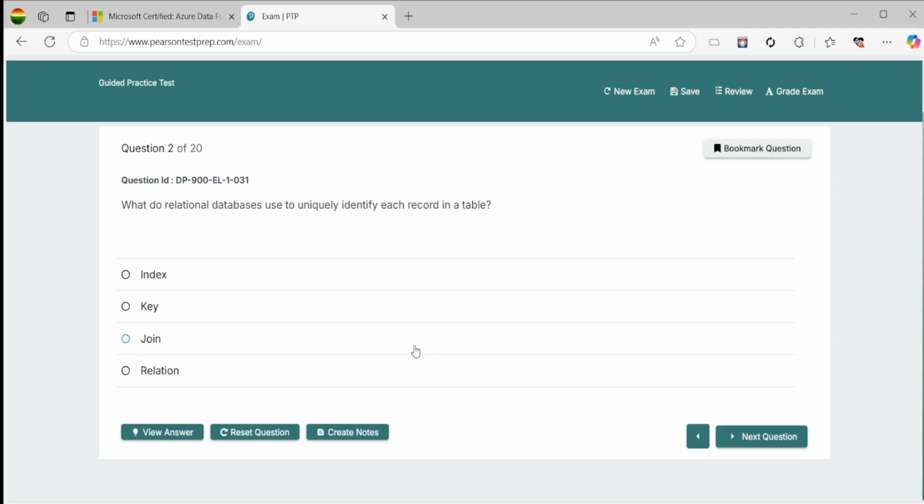Question 2. What do relational databases use to uniquely identify each record in a table? An index, a key, a join, or a relation? To uniquely identify each record in a table, we use a key.